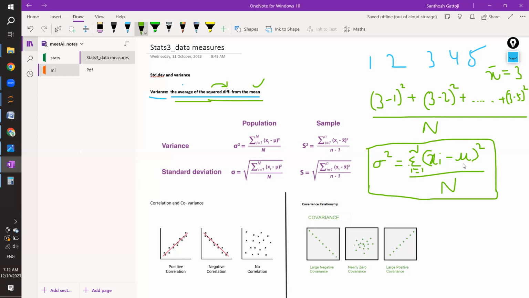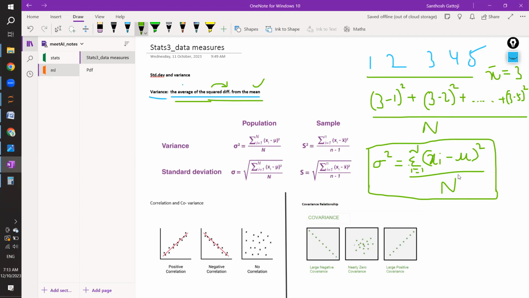Tell me guys, what's difficult in this to understand? You know the mean, you can simply calculate the mean. Take each and every number, subtract it from the mean, square it, do that for each and every number, sum it, and divide by the total number. That's it. That's the variance.